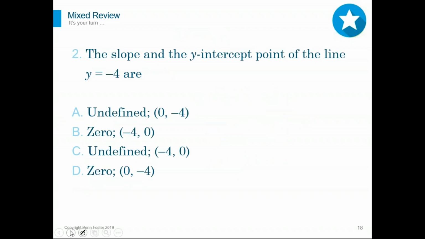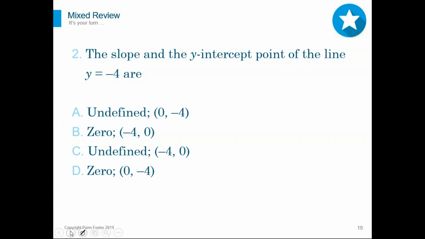Next, find the slope and the y-intercept of this line, y = -4. This is a special line. We did go through the special kinds of lines, the horizontal and the vertical, in the early slides in this webinar.